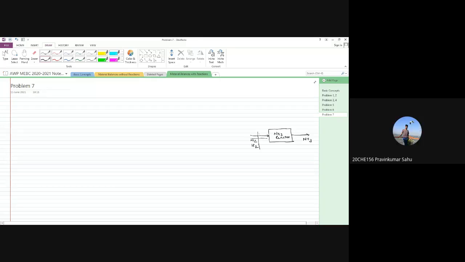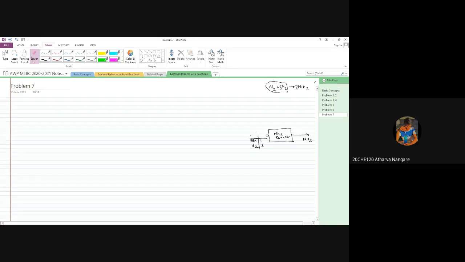So the reaction is nitrogen plus hydrogen giving us NH3. If you balance this reaction, you require nitrogen and hydrogen in the ratio 1:3. That means I want nitrogen and hydrogen to be supplied to the reactor in the mole ratio 1:3. Isn't it? Do you agree with this? Yes, sir.